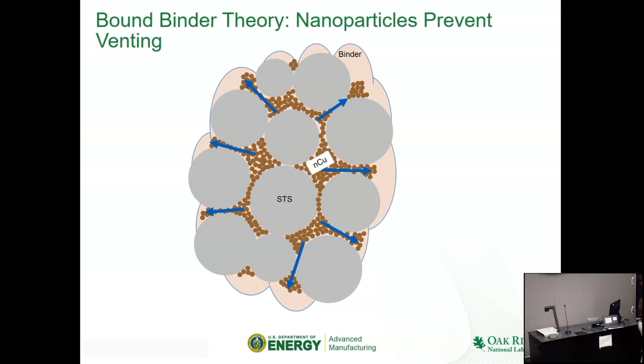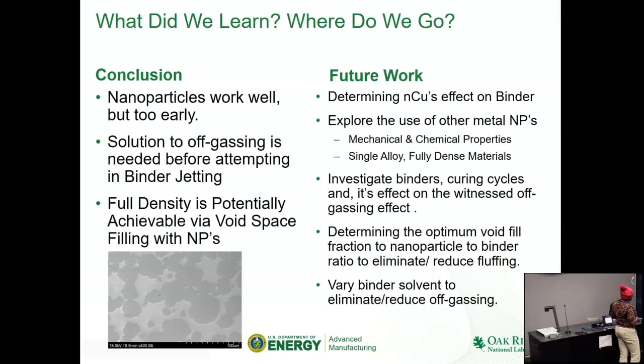So the theory that we had before didn't necessarily pan out, and going back to the drawing board, we came up with this theory, the bound binder theory is what we call it, where you have the nanoparticles preventing the venting step. During curing, you have to have the solvent evaporate out. With the high amount of nanoparticles that we put into the system, it prevented the venting of the solvent in the binder. And that's what caused these particles to move out as well, which is what you saw in the previous picture. So what did we learn here?